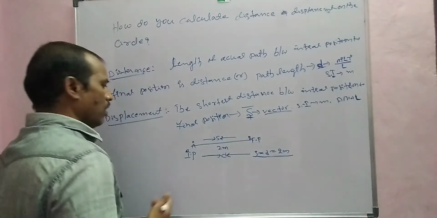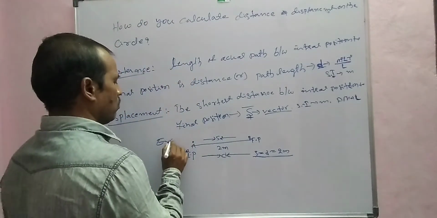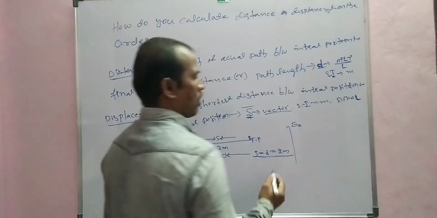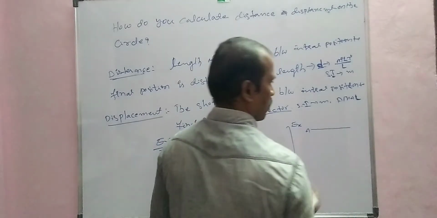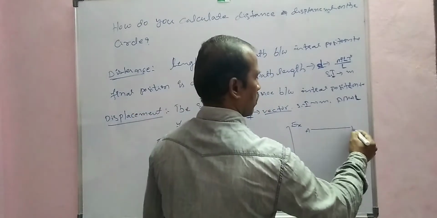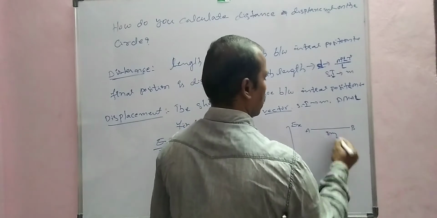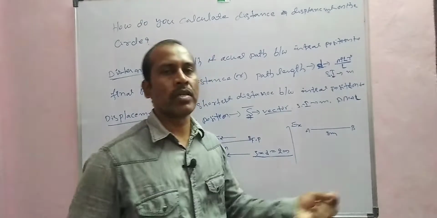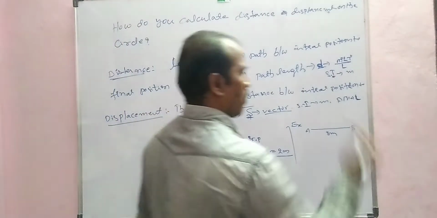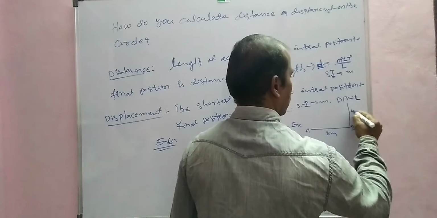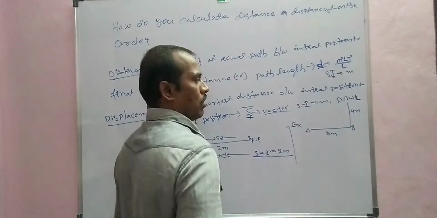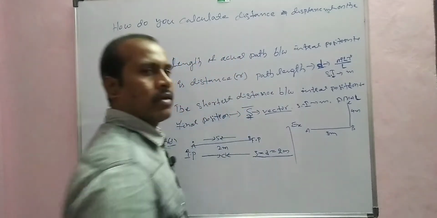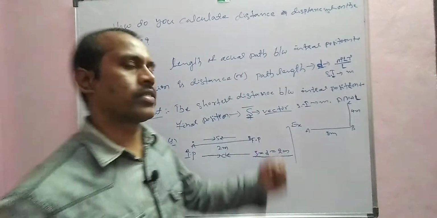But take another example: a person moving from A to B through a distance of, for example, 3 meters. In this case, distance and displacement are both equal. But then the person turns left and moves 4 meters to point C. Now calculate the displacement and distance in this case.